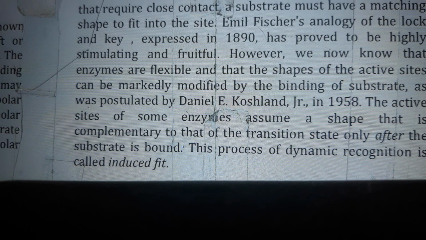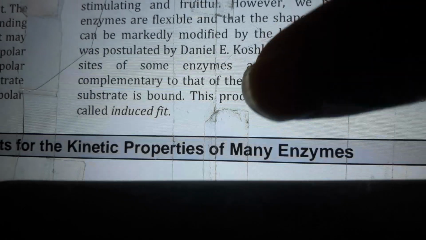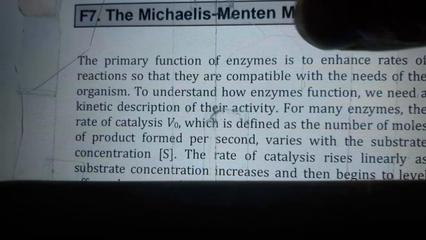Emil Fischer's lock-and-key analogy, expressed in 1890, has proved to be highly stimulating and fruitful. However, we know that enzymes are flexible and that the shapes of the active sites can be markedly modified by binding of substrate, as was postulated by Daniel E. Koshland Jr. in 1958. The active sites of some enzymes assume a shape that is complementary to that of the transition state only after the substrate is bound. This process of dynamic recognition is called induced fit. Remember these points.